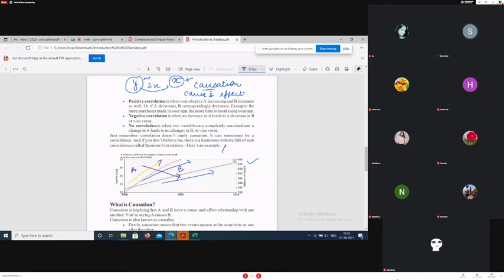Can anyone tell me what could be the possible thing that there are not correlated? कौन सा ऐसा ग्राफ में कैसे दिखाओगे there is no correlation? If they do not intersect. If they do not intersect, that is the most important thing.